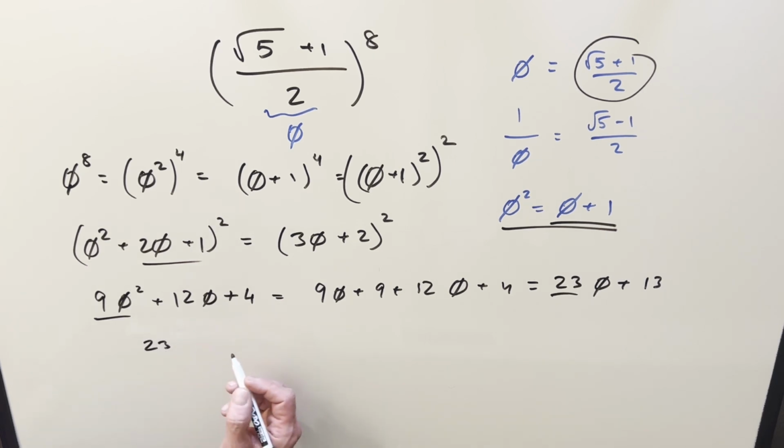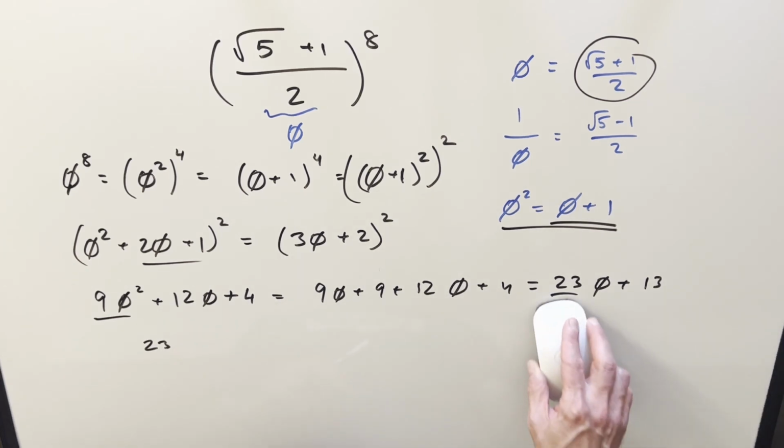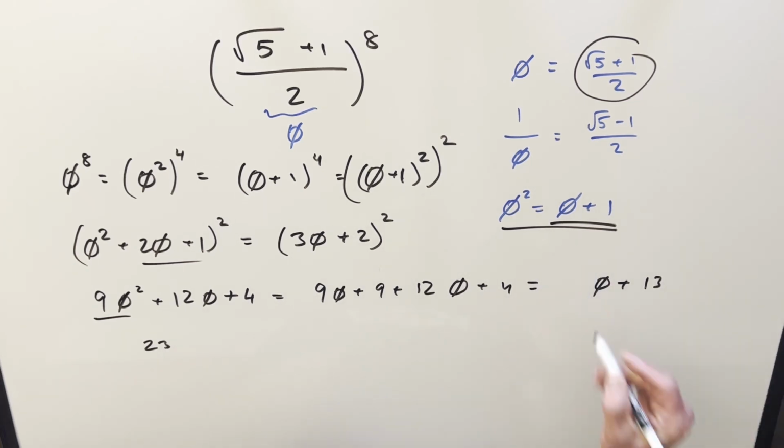Did I make a mistake somewhere? I feel like I made a mistake. Oh, you know what? 9 plus 12 is 21. My bad. So we got 21 phi right here. And so we'll distribute in the 21.